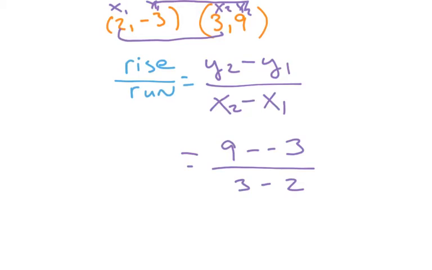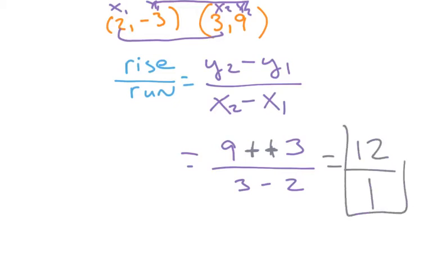Okay. What we see here is that negative negative makes a positive. So you have 9 plus 3, which is 12, and 3 minus 2 is 1. So we're left with 12 over 1, or simply 12. Okay? So that's one way of doing it.